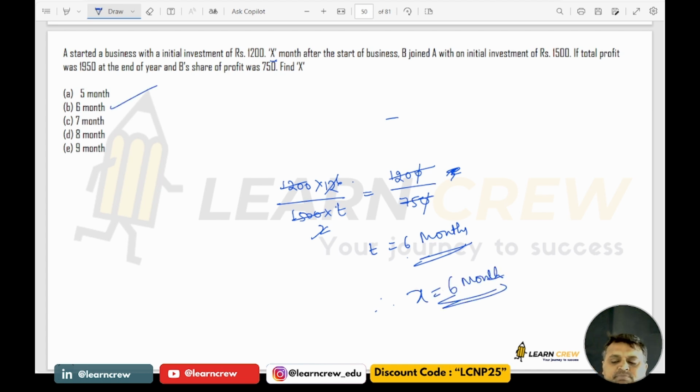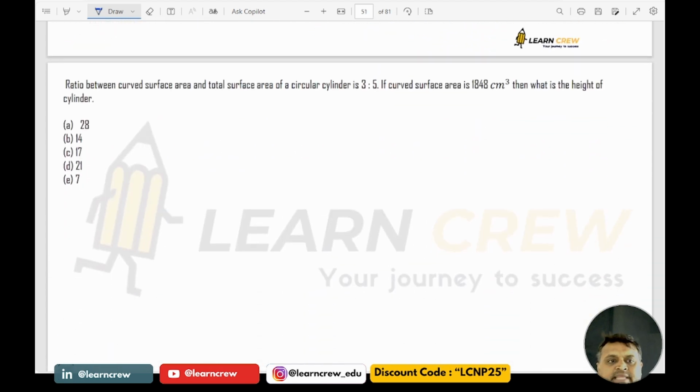So answer is 6 months. Next, ratio between curved surface area of cylinder is 2 pi r h. Total surface area would be 2 pi r into h plus r. This ratio is given as 3:5. So from this 2 pi r cancel.